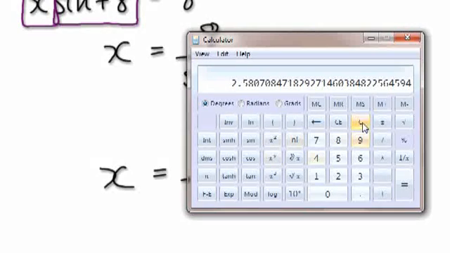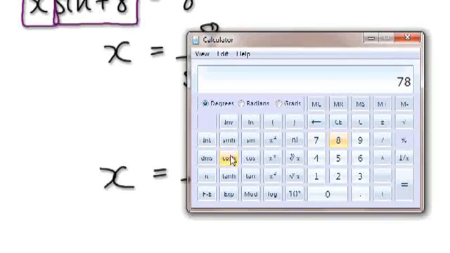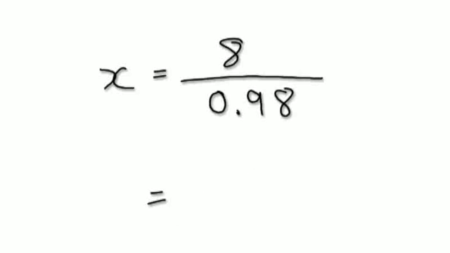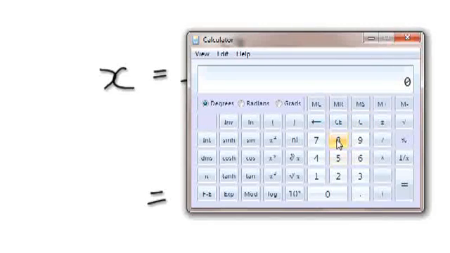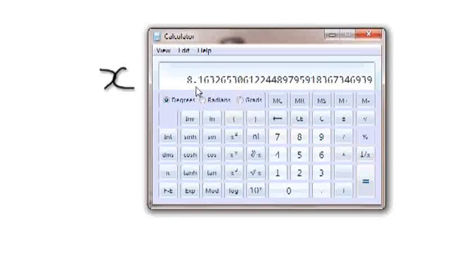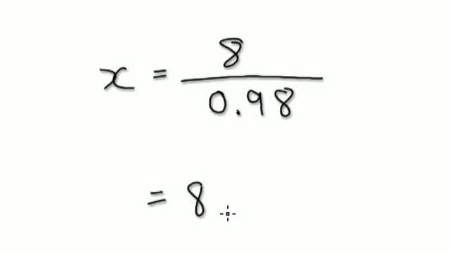Jump to our calculator. Sine 78 will be 0.98. Now just get 8 divided by that answer. Let's start again. 8 divided by 0.98 equals 8.16. So the answer is 8.16.